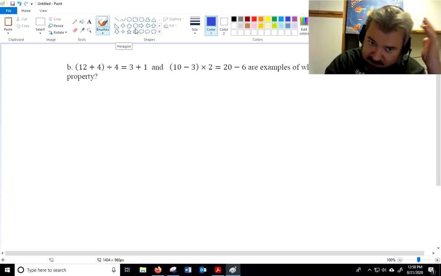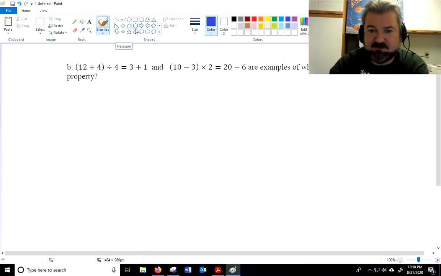Okay, 12 plus 4 divided by 4 is the same as 3 plus 1. And 10 minus 3 times 2 is the same as 20 minus 6 are examples of what algebraic property? So what we want to do is look and see what they did and check that it's the same thing each time. It looks like they took the 12 and the 4 and divided each by 4 and got 3 and 1. That's distributive. Let's check the other one.